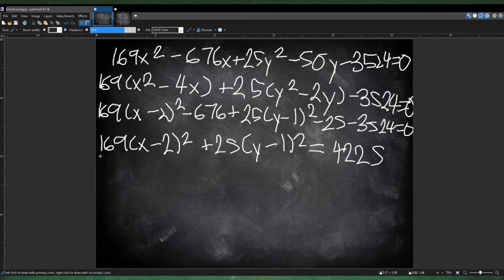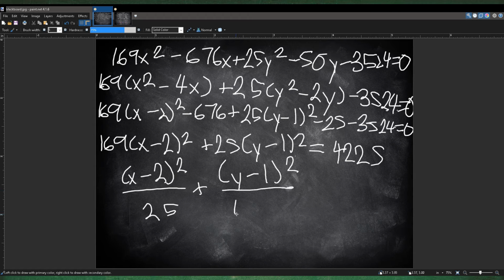Now 169 divided by 4,225 gets you 25. So x minus 2 squared divided by 25, plus 25 divided by 4,225 gets you 1 over 169. So that gets you y minus 1 squared all over 169 is equal to 1.